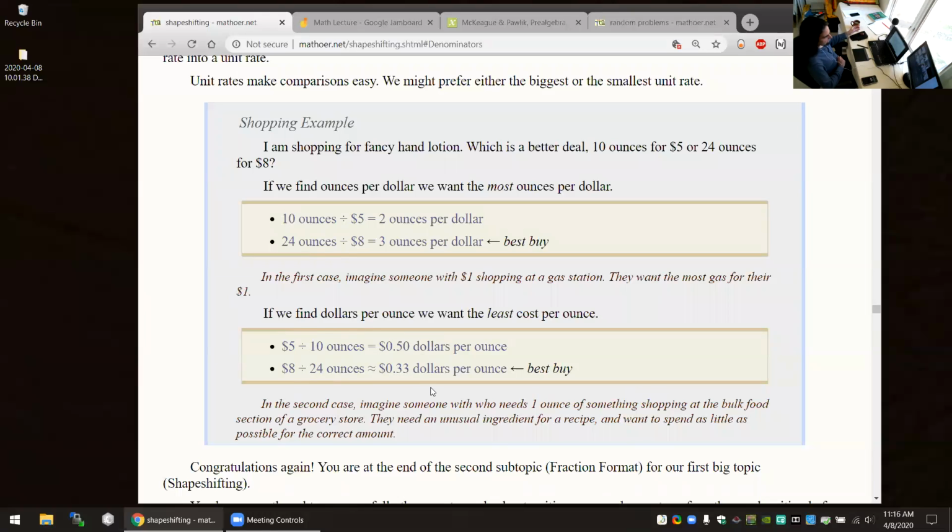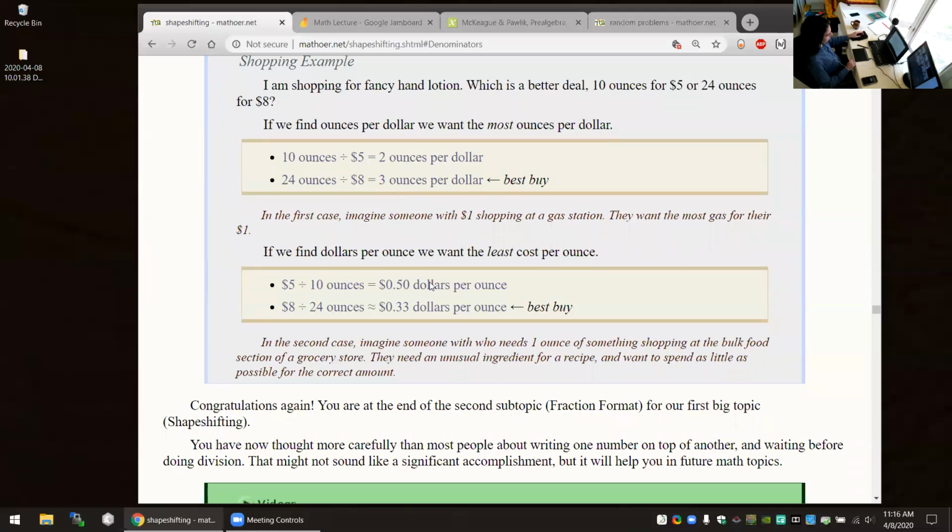So this is like going to the bulk section of the grocery store. So I'm going to say, whatever, I need shredded coconut for a certain recipe. I never have shredded coconut at home. I'm going to buy 1 ounce for this recipe, use it up and be done with it. I don't want any extra. So I will just measure out the 1 ounce from the bulk bin, and I want to pay the least amount of money for that. It's the same answer. It's true for both of them that they picked the second option. But depending on which order you divide, you're going to pick either the bigger or the smaller result.